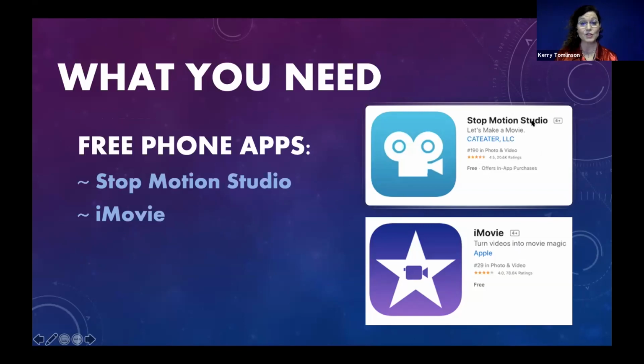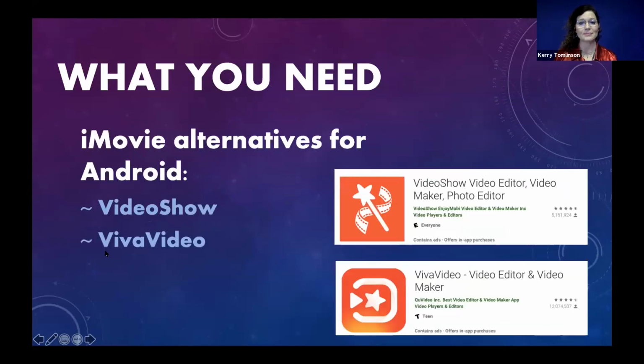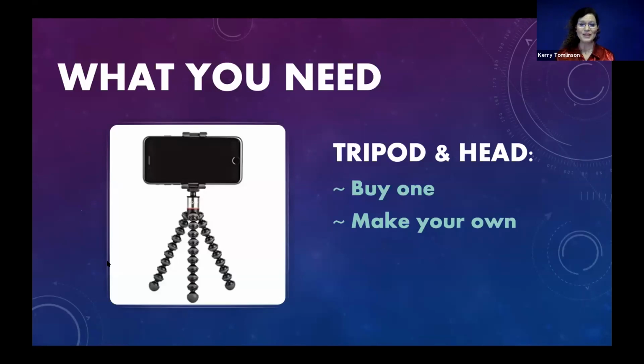For iOS, use iMovie. And then we're going to look at what you can use for Android. If it will click to the next slide. There we go. iMovie alternatives for Android. I haven't used these, but these are recommended: Video Show and Viva Video. And they should allow you to do the same kind of limited editing that you get in the free iMovie app. It's not going to be everything you want, but it will get you started and take you a long way.